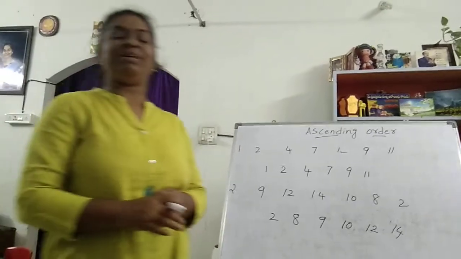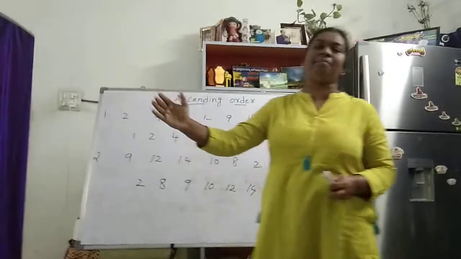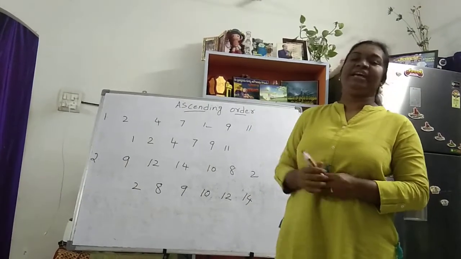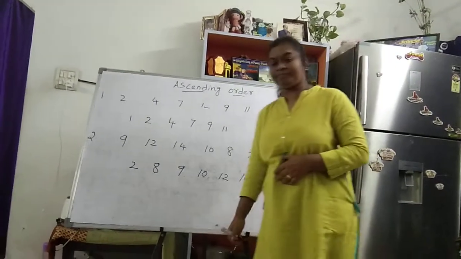Whenever numbers are given to you, and we ask you to write the ascending order, you have to start from the smaller number to the bigger number. That is called ascending. Ascending ante peragadam. Ascending order. Okay. Please copy down this.